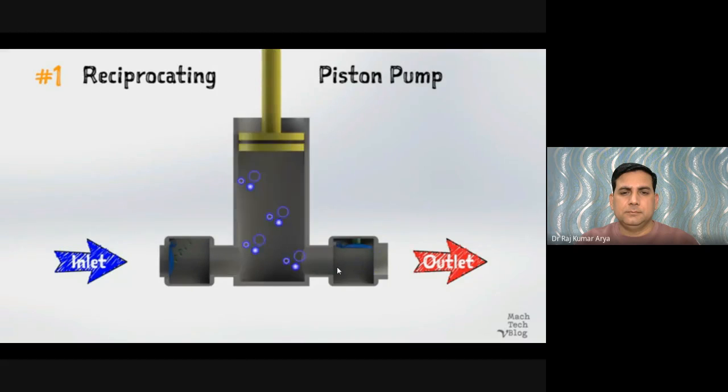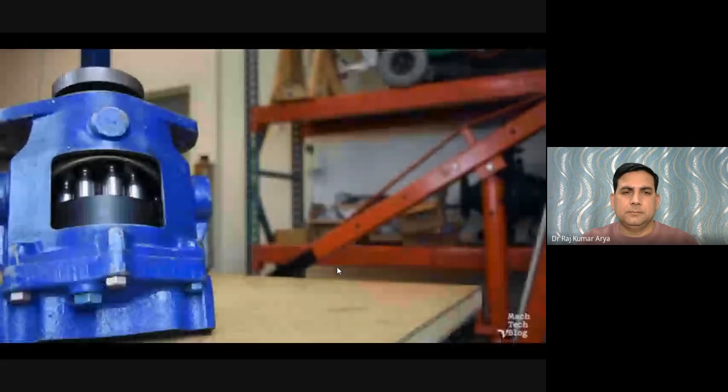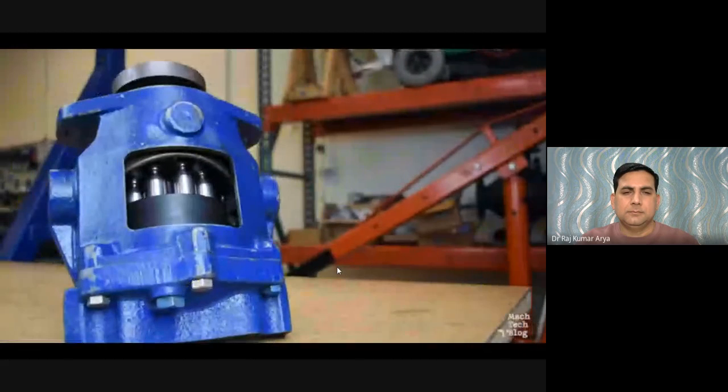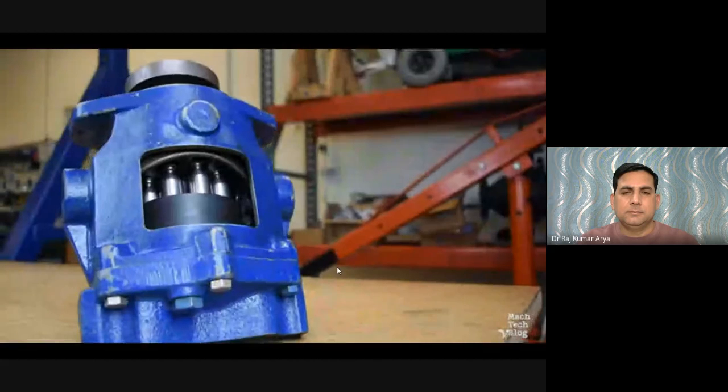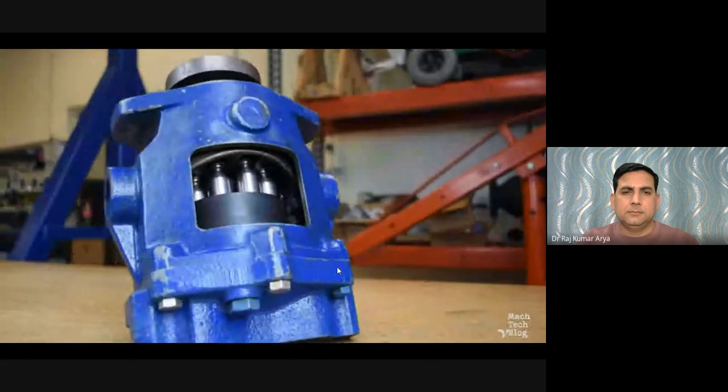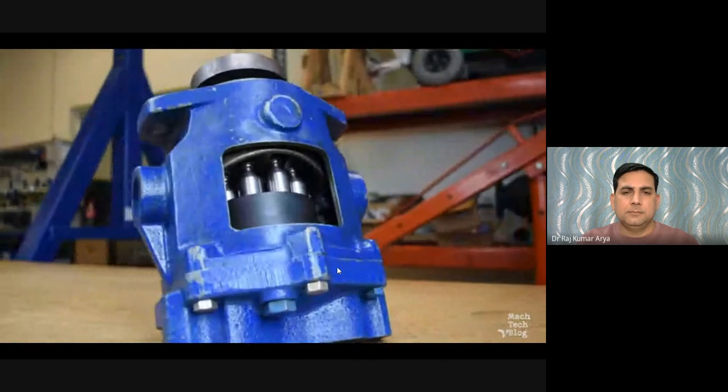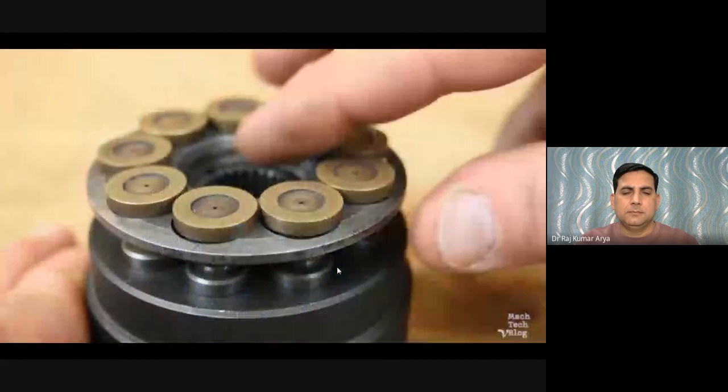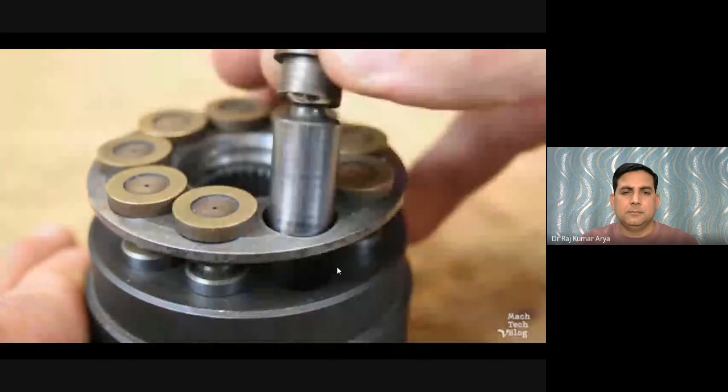Here's an example of a common piston pump called an axial piston pump. This pump is a tad more complex than our little demonstration, but the pumping action is generated in exactly the same way. The axial piston pump has multiple pistons equally spaced on the end of a rotating angled plate.